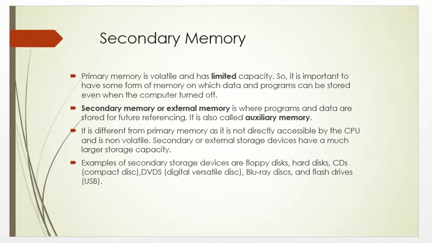Secondary memory or external memory is where program and data are stored for future referencing. It is also called auxiliary memory. It is different from primary memory as it is not directly accessible by the CPU and is non-volatile. Secondary or external storage devices have a much larger storage capacity. Examples of secondary storage devices are floppy disk, hard disk, CDs, DVDs, Blu-ray disc and flash drive. So these are all the devices that can store the data permanently.